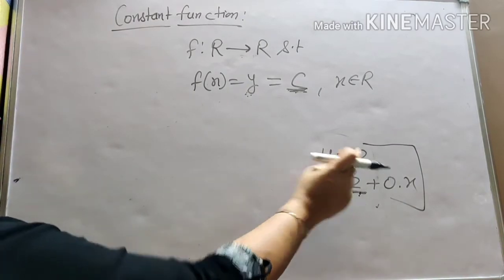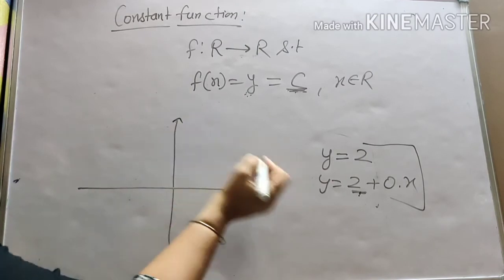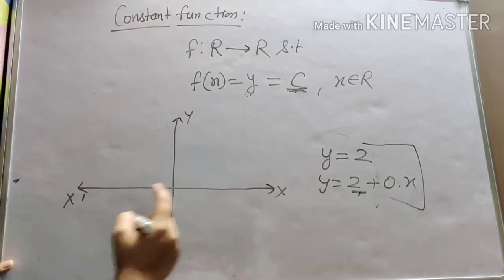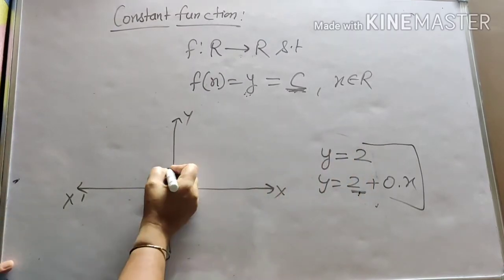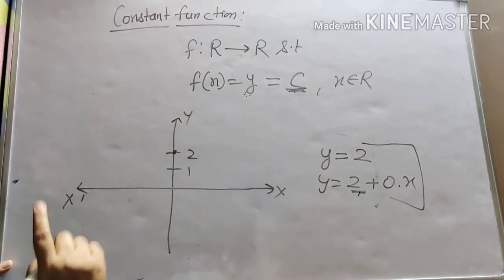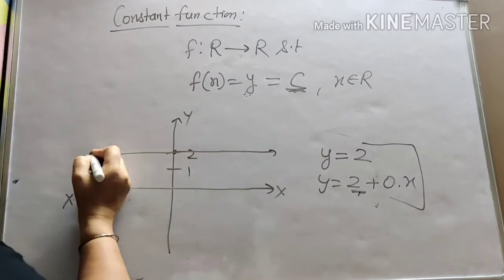If I'm talking about y equal to 2, then what will be the graph of this y equal to 2? We can draw it directly. y equal to 2 is always a straight line parallel to the x-axis.